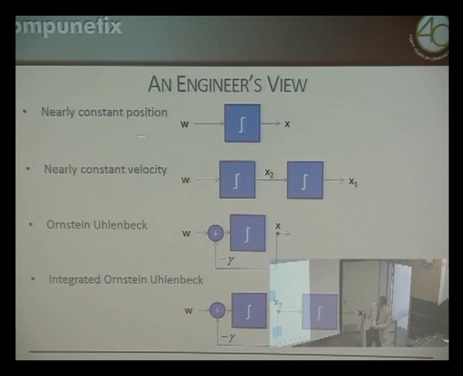So the nearly constant position model is basically saying, okay, the state of my target is integration of noise. Nearly constant velocity motion model says, okay, the state of my target is integrated noise for velocity and then integration of that to get position. The Ornstein-Uhlenbeck process generalizes this first model and says, well, okay, the state of my target is integrated noise, but I'll introduce feedback. And the integrated Ornstein-Uhlenbeck says, well, I'll add an integrator on the end of this and have velocity and position.